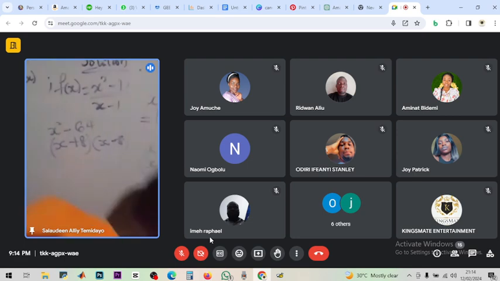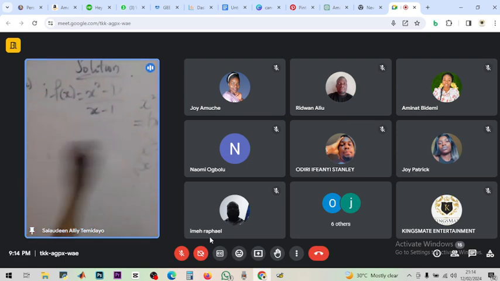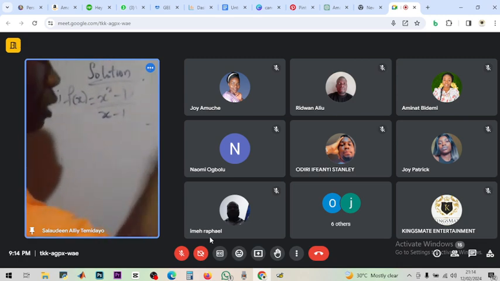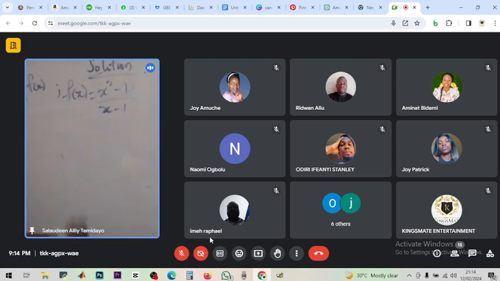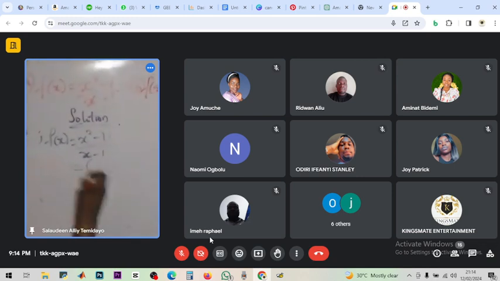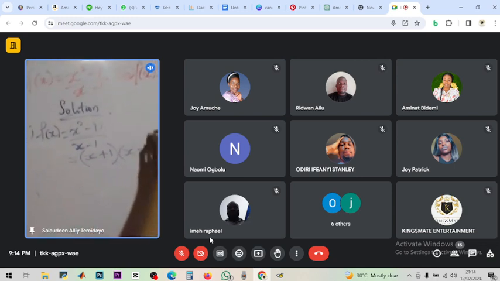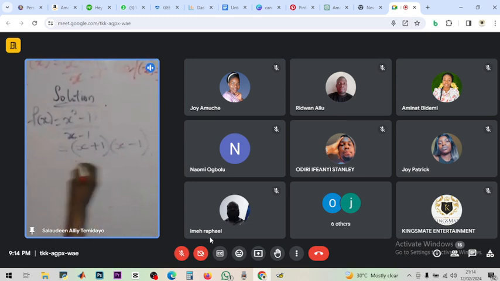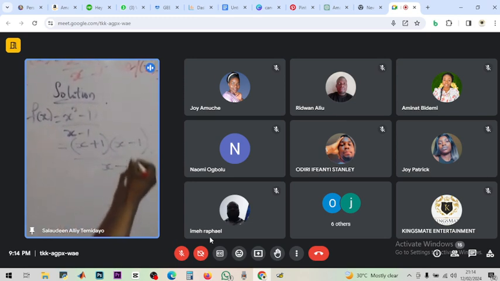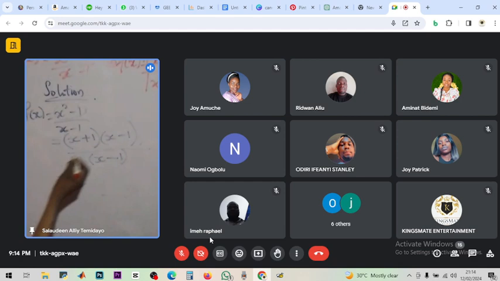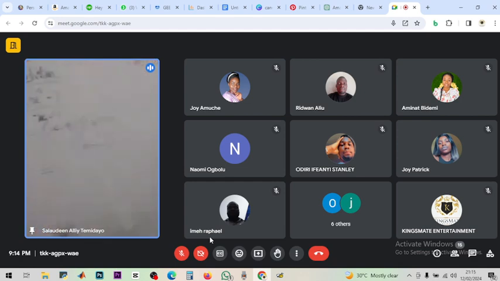So now we have x squared minus 1. You should know that the square root of x squared is x, and the square root of 1 is also 1. So now x squared minus 1 is x plus 1 times x minus 1, all over the denominator, x minus 1, as it has been there before. So what I have here now is x minus 1 over x minus 1.